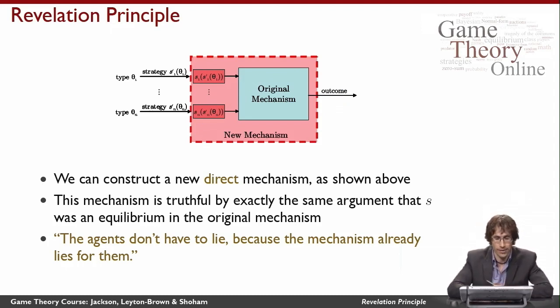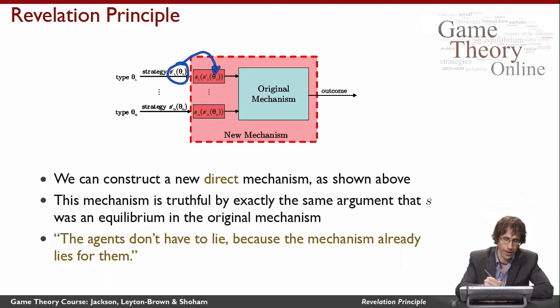Well, I want to claim that this new mechanism is truthful. You can see that it's direct by construction. I want to claim that it's truthful, and this should be kind of easy to see. It's truthful by exactly the same argument that S was in equilibrium. So if this mechanism isn't truthful, that would mean that S wasn't in equilibrium. Why? Because it would mean if this mechanism isn't truthful, then I want to declare some type here that isn't my real type.